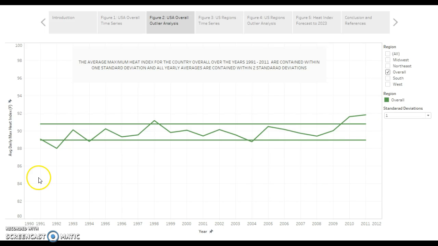And for the most part, we can see that our values are staying within that small range, with a few small exceptions like in 1992 or in 2011. But overall, the heat index appears to be staying rather consistent, as we saw in figure 1.